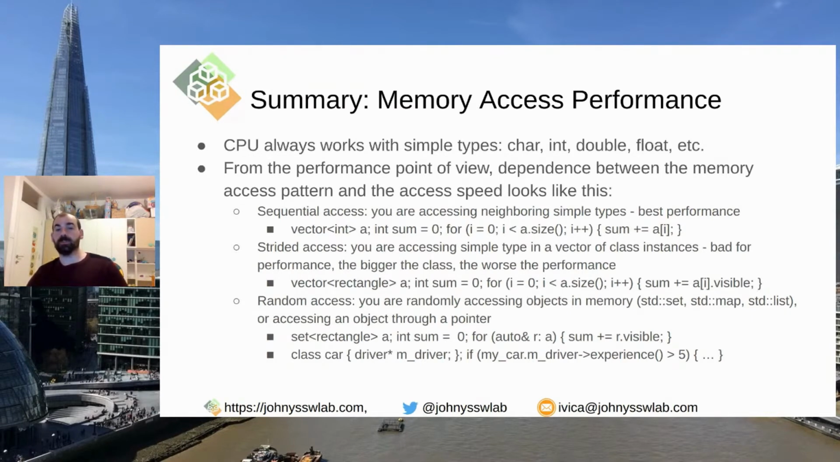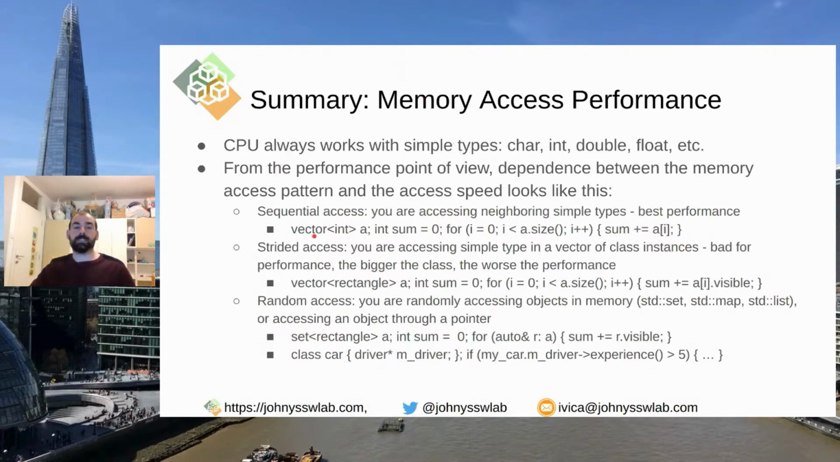From the performance point of view, how does the access speed depend on the memory access pattern? The first thing is sequential access. You're accessing neighboring simple types. So there is a vector of integers, and you're summing by accessing every element. This is the best performance. Why? You're using all the data from the cache line, and there is a limited memory bandwidth between the CPU and the memory, and you're using those resources optimally.